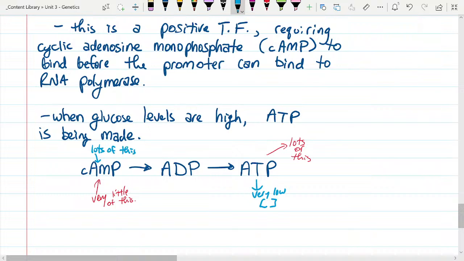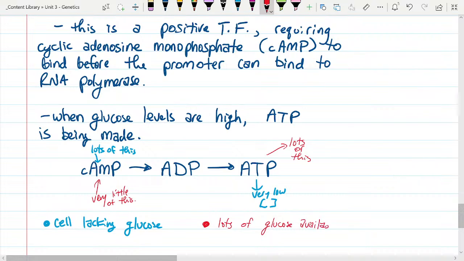I'm showing 2 possible cases, right? So in this blue case, this would be the cell lacking glucose. And the red case would be with lots of glucose available. And this is the regulatory regimen.